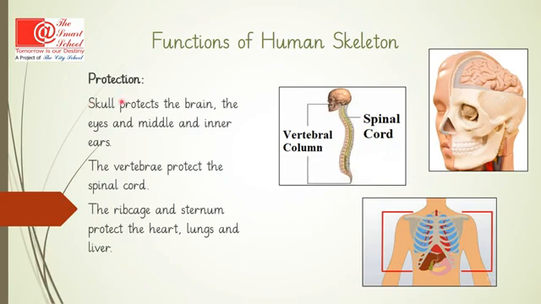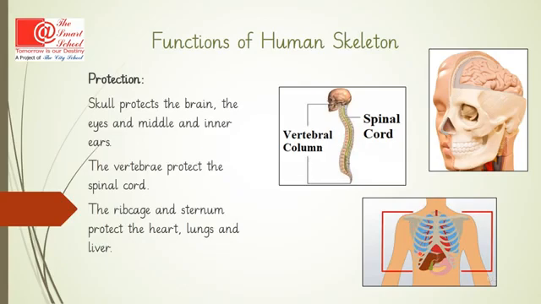Protection is another function of human skeleton. Skull protects the brain, the eyes, and middle and inner ears. Here you can see skull, and it is cut in a section from which you can see the brain and the eyes, and here the ears, which are protected by this skull. The vertebra protect the spinal cord. This is the vertebral column, and inside it this yellow line shows the spinal cord. This vertebral column is protecting the spinal cord.